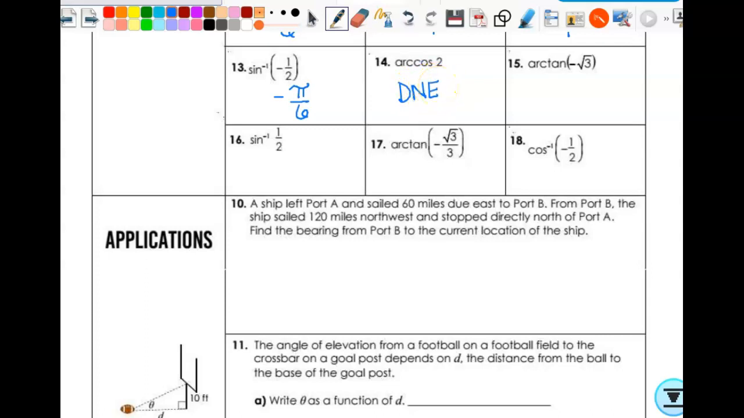All right, arc tangent of negative square root of 3. Well, if I have a tangent value of the square root of 3, that angle is pi thirds, but this is a negative square root of 3, so this is a negative pi thirds, because I got to go down to the fourth quadrant. We okay with that? All right, you do these next 3.